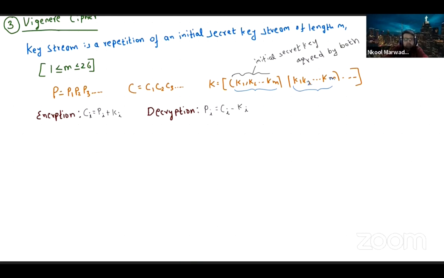Now let us look at one example. This example will give you some clarity on what is happening. Let us suppose P is the message, the plain text: "She is listening." And let us suppose the key is Pascal. Now we have to encrypt it using the Vigenère cipher. For that, first let us copy that table.